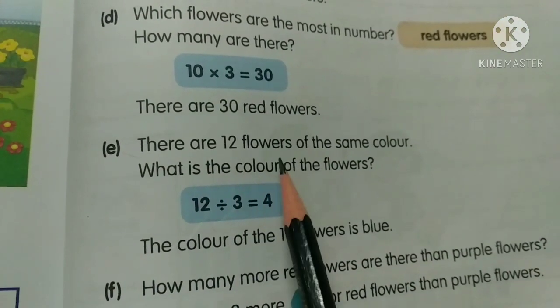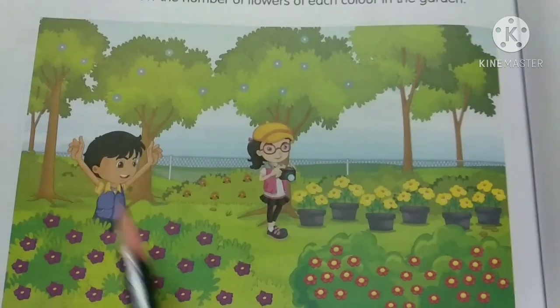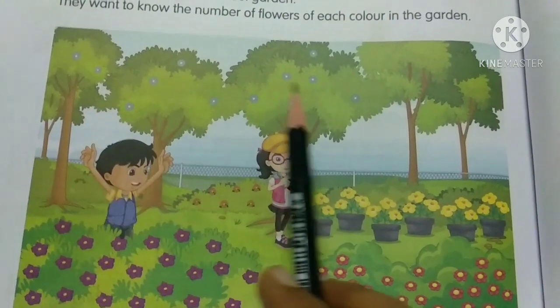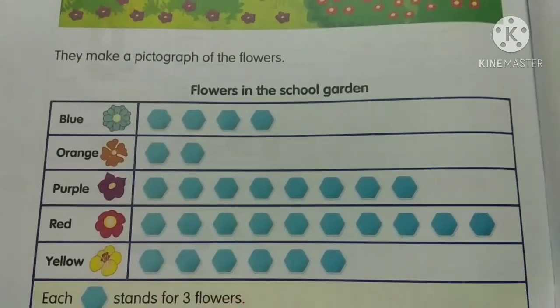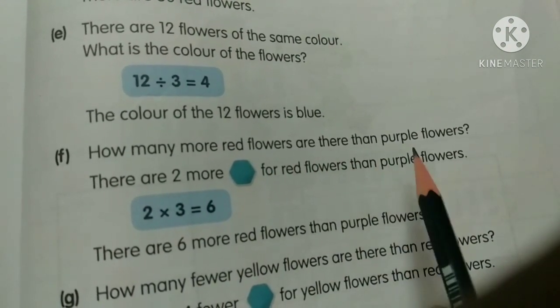See, there are 12 flowers of the same color. What is the color of the flowers? Here, see the blue flowers. 12 blue flowers are here. What is the scale? One figure represents 3. So, 12 divided by 3 is equal to 4. 3 4s are 12. So, the answer is 4. The color of the 12 flowers is blue.